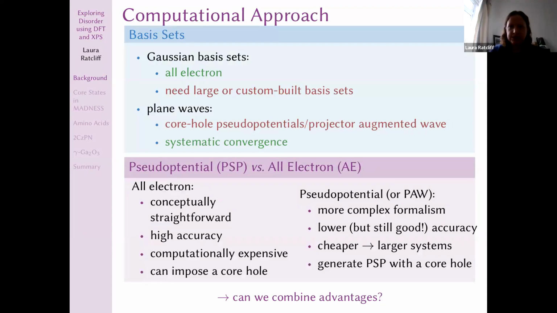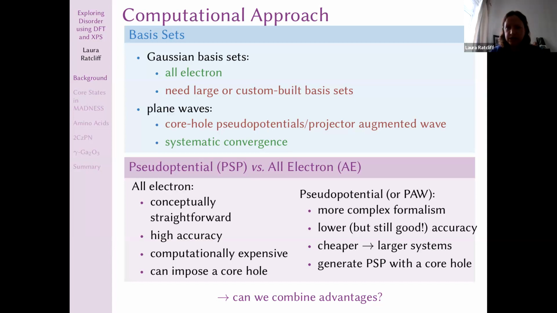So there are a couple of decisions you need to make when doing these kinds of calculations. The first is the basis set. For molecular calculations, it's by far the most common approach in DFT to use a Gaussian basis set. These are typically all electron, so we get access to the core states that we're interested in. But core excited calculations in Gaussian basis sets are often quite difficult to do. We typically need to go to larger Gaussian basis sets than we would normally use, which can make the calculations a lot more expensive.